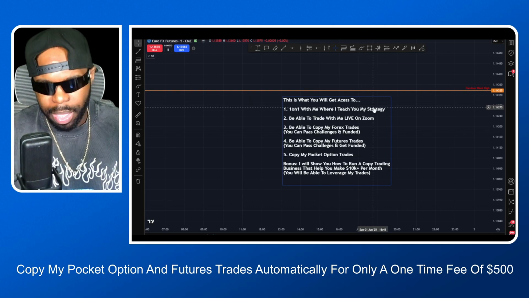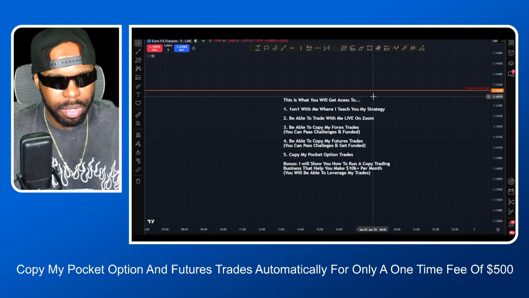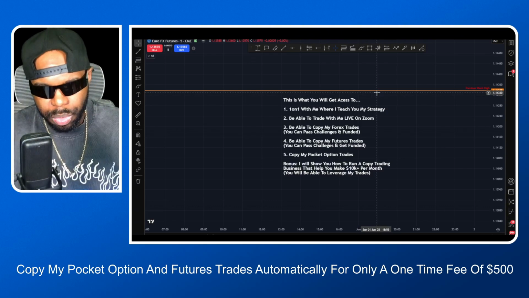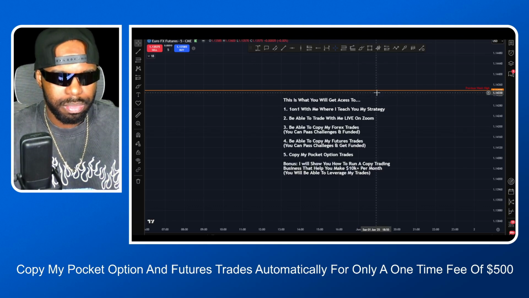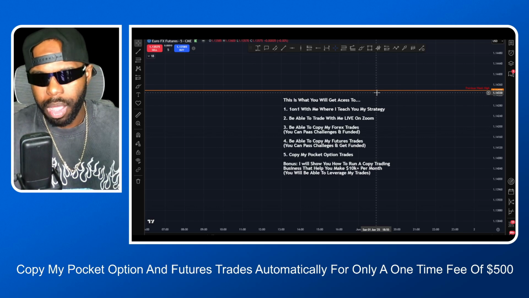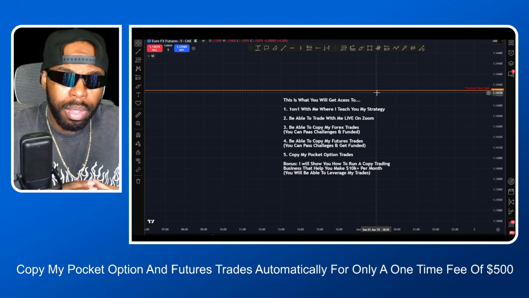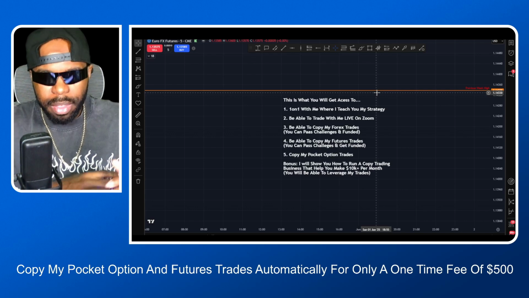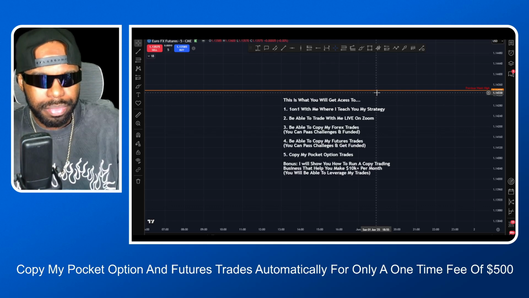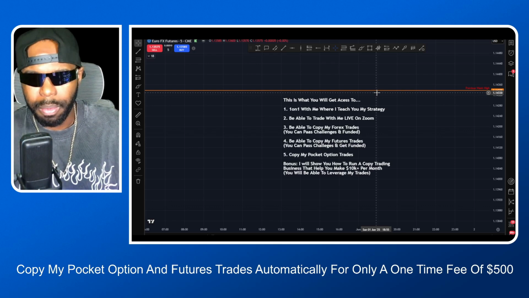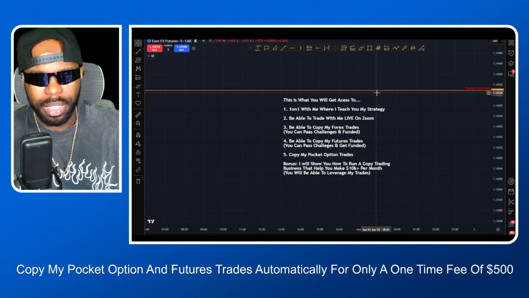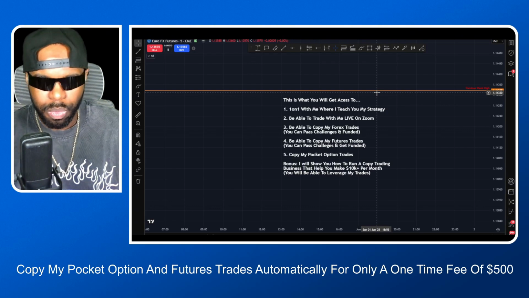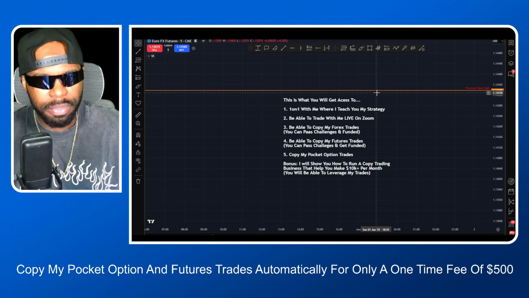This is crazy what I'm going to be offering when it comes to copying my trades. It's only a one-time fee of $500, but I'm also going to give you access to some other valuable stuff as well. Before I even talk about this, the $500 that I'm asking for to get access to everything I'm offering, don't think about the $500.